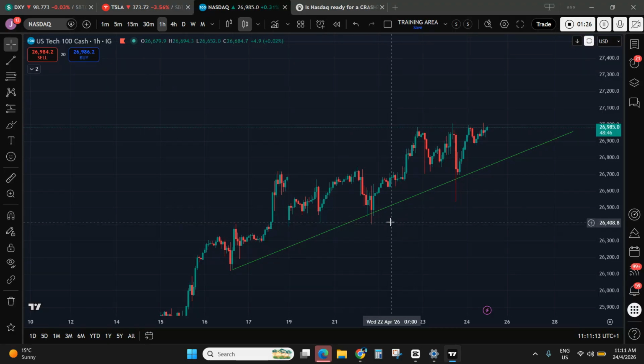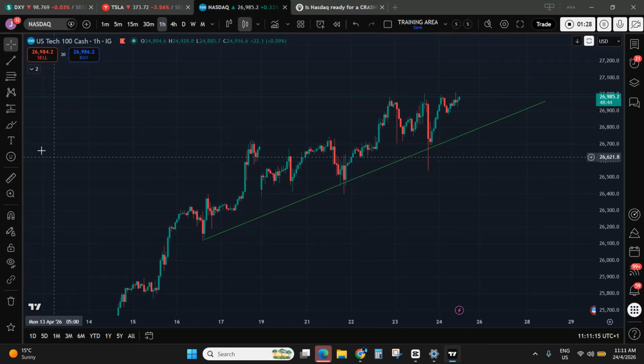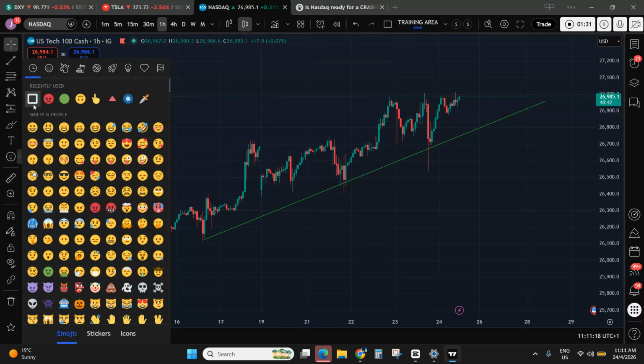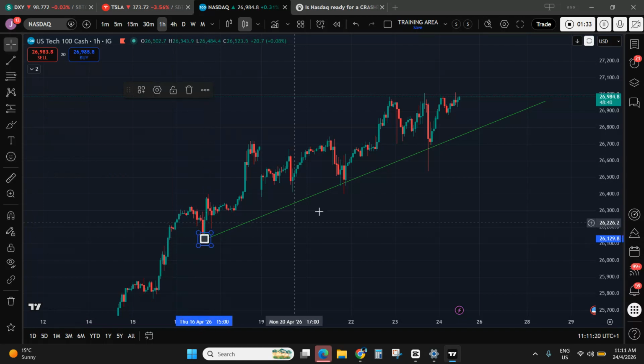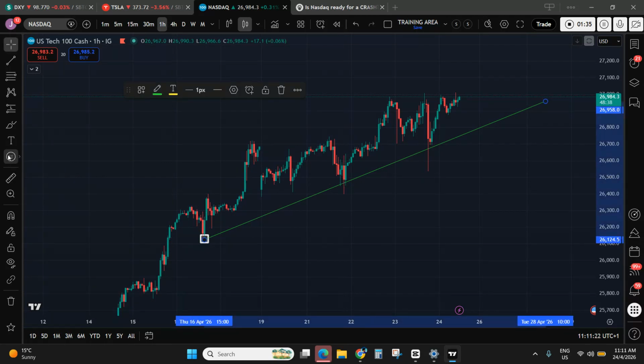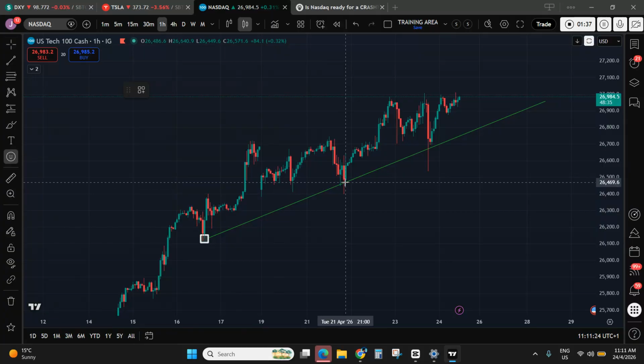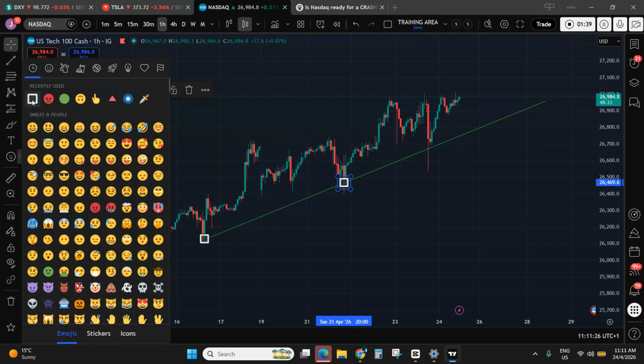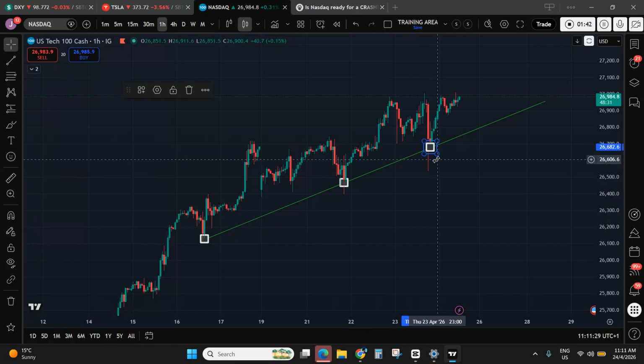Okay, so here you see in this one, how many touches do we have? We have one, and we have the second touch here, and we have the third touch here.